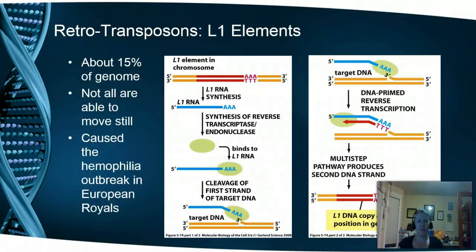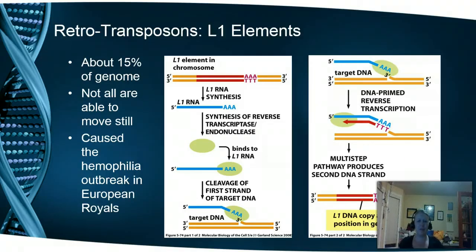So here's an example of retrotransposons. The L1 element is our first one, and the L1 element makes up about 50% of our genome. Some of these L1 elements can move, some of them can't, and it just depends. Some of them get frozen into place when they jump. It makes different changes that lock them into place.